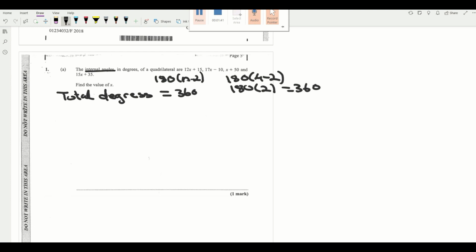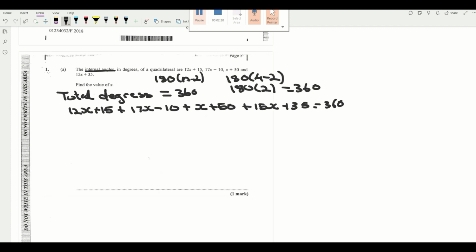So we know that 12x plus 15, they told you that these are your four internal angles, and it says equals to x. That is, we know, it's equal to 360. So we're going to add it: 12x plus 15, plus 17x minus 10, plus x plus 50, plus 15x plus 35 is equal to 360.